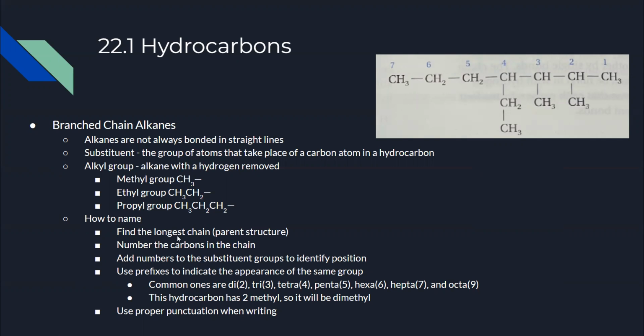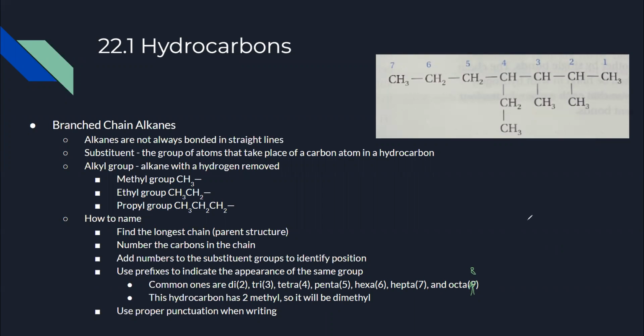So basically, this gives you how to name an alkane. You first find the longest chain, or the parent structure, and then you number the carbon atoms in the chain. You then add numbers to the substituent groups to identify their positions, and then use prefixes to indicate the appearance of the same group. Some common prefixes are di, tri, tetra, penta, hexa, hepta, and octa. And octa is 8, not 9. Sorry for the bad quality assurance. So this is 8, not 9. Disregard this. This is right.